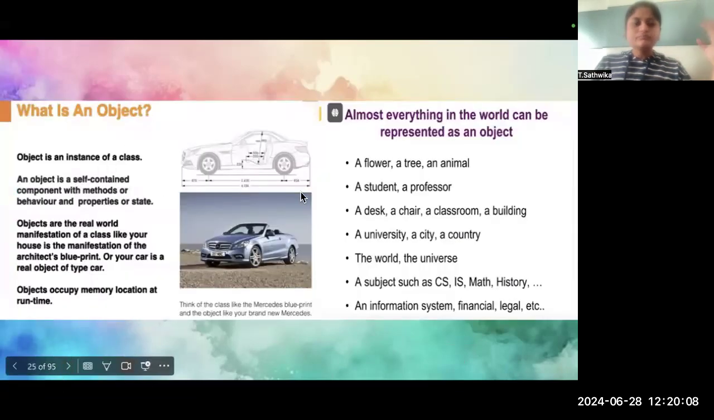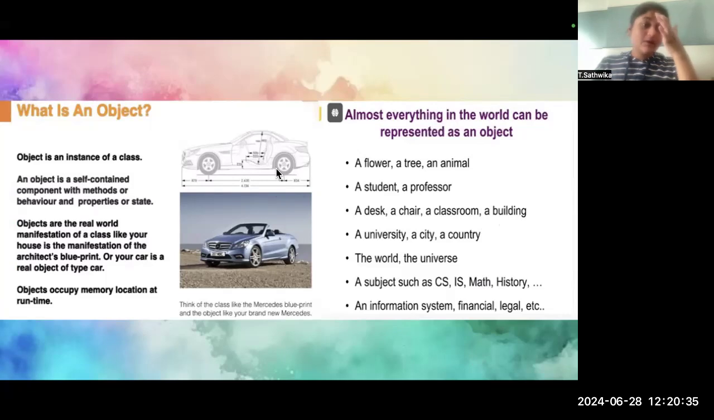Now, almost everything in this world can be represented as an object, right from a flower, a tree, an animal, a student, a professor, a desk, a chair, a classroom, a building. It can also be a university, city, country, the world, the universe, subjects such as CS, IS, math, history, and an information system like financial and legal, etc. So an object is a self-contained component with its own methods or behavior and properties or state. So objects are the real world manifestation of a class.